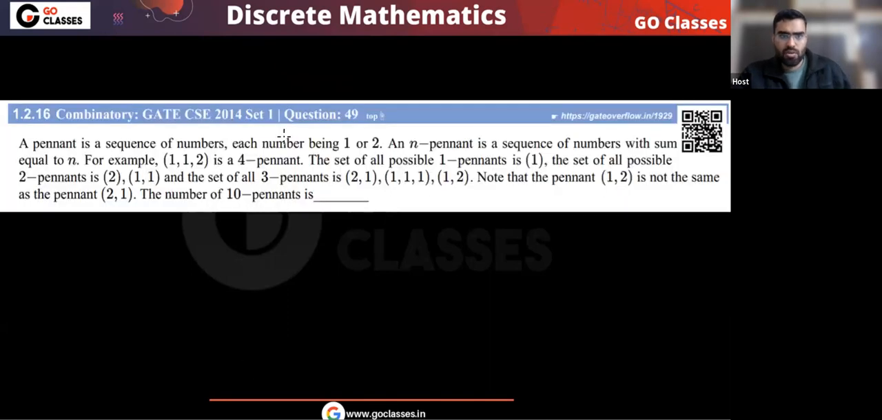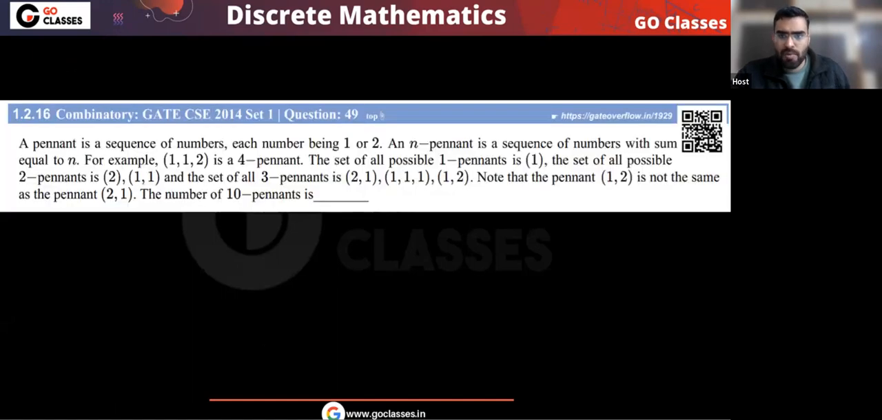So first, you can notice this is a GATE 2014 question. Regarding recurrence relations, on the Go Classes YouTube channel you can find a playlist. In that playlist, almost 7 or 8 questions are there for which I have written the recurrence relation, on how to write the recurrence relation for a combinatorics problem. Maybe some of you have already watched that playlist, so for those students this question will be very easy.